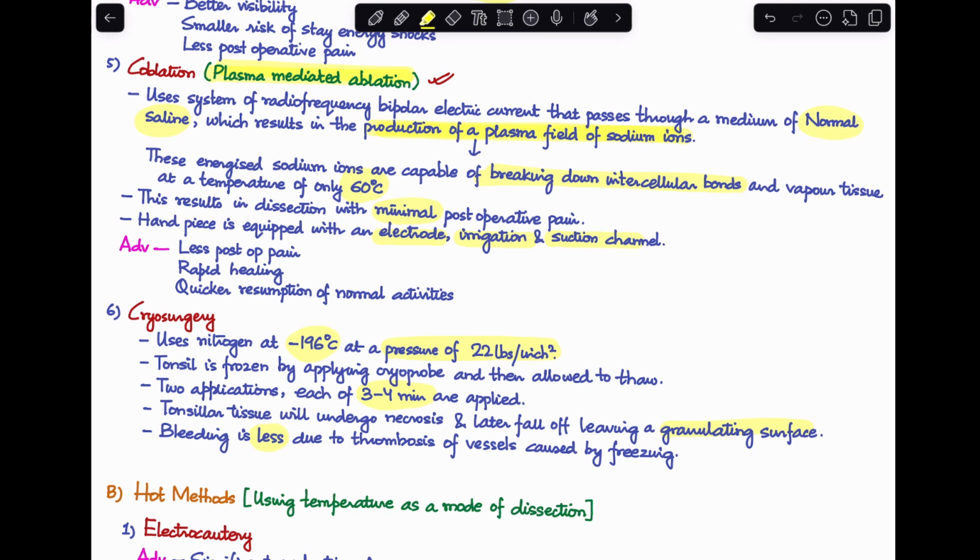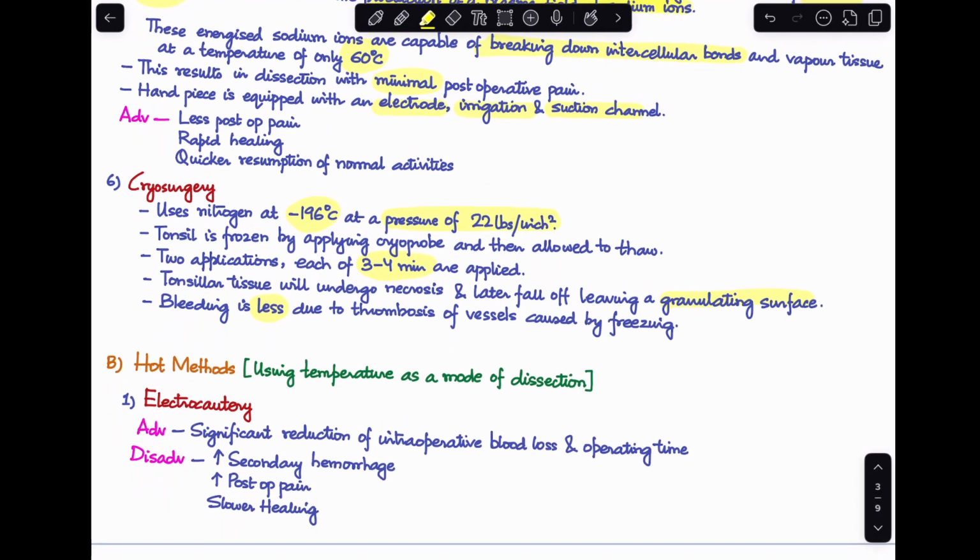So these are the 6 cold methods of tonsillectomy that we have, but the most common one that is being used nowadays is the dissection and snare method. But also more popular and upcoming ones are the microdebrider method and the coblation.